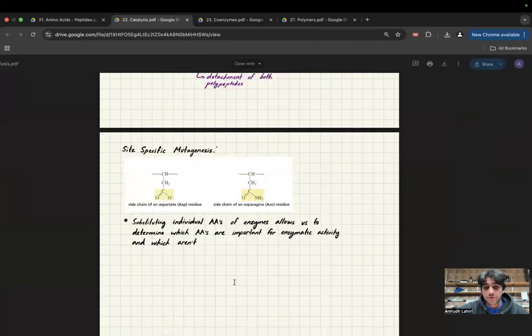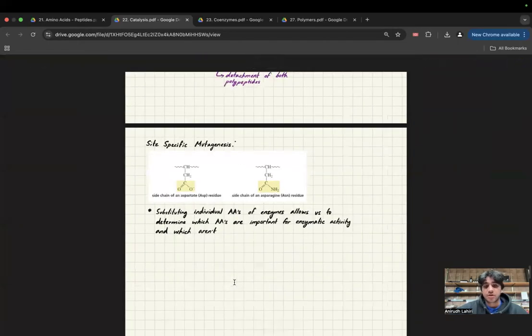Okay. Site-specific mutagenesis. This is a technique where we substitute individual amino acids of enzymes, and that allows us to determine which amino acids are important for enzymatic activity and which aren't. This is pretty simple, right? You think this enzyme does something, so you remove the amino acid and then see if that thing still happens. If it doesn't, then we know that amino acid was clearly involved. And if it does, then we are likely to assume that either there's a similarity between the amino acid we put in place of the first one, or that that amino acid is not involved.